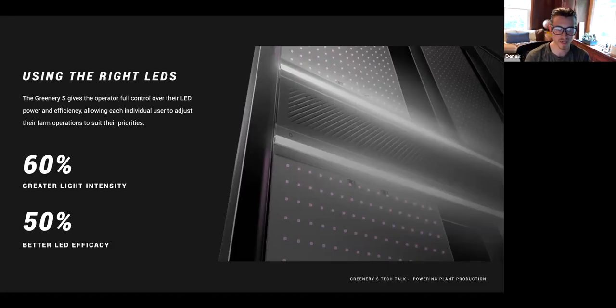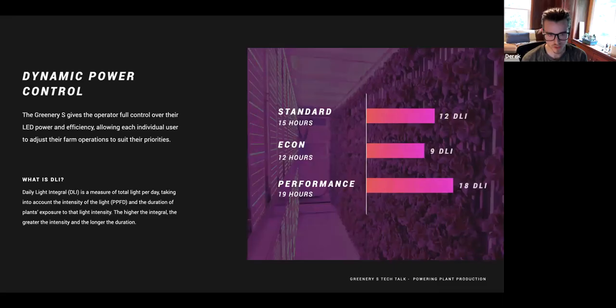So what this results in, the Greenery S in our high range or our performance mode, which we'll talk about in a minute, provides about 60% greater light intensity and 50% more efficacy in our lighting systems than in our previous iterations. But to fully take advantage of this increased power and efficiency in the Greenery LEDs, we created 3 distinct lighting modes designed to give you full control over every aspect of your grow.